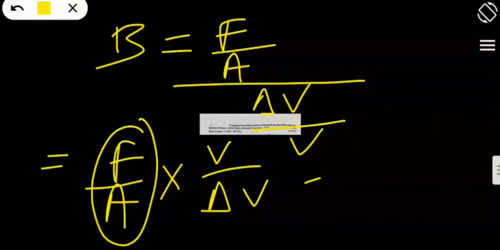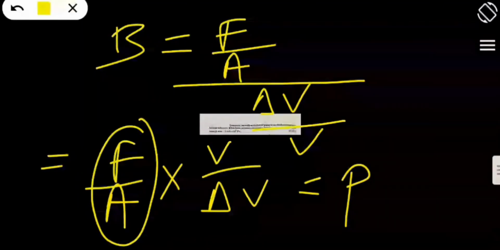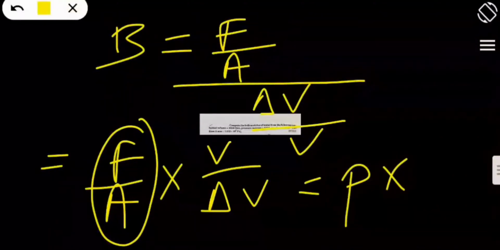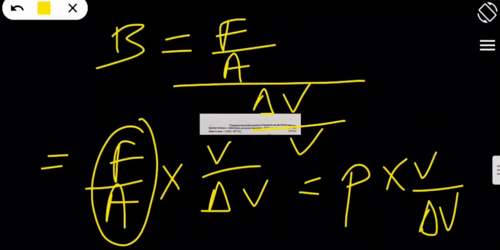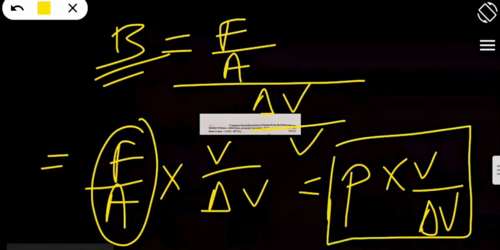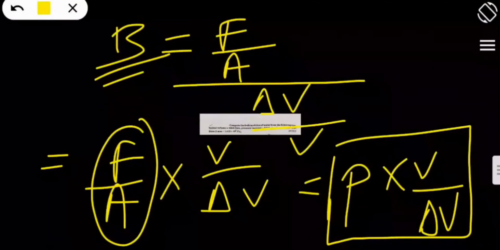This F by A is nothing but pressure. Force and area, no data is given to us, so you have to apply common sense about what to interchange with it. Force upon area is pressure, multiplied with V by delta V. This is another formula for the bulk modulus: P into V by delta V. Shall I rub?